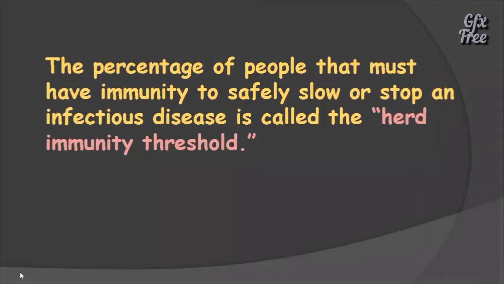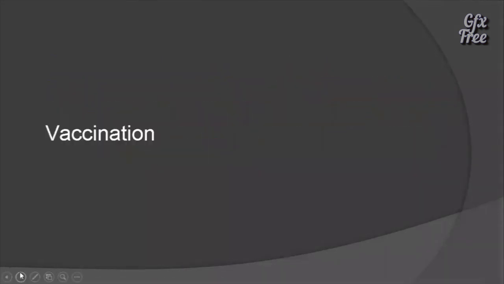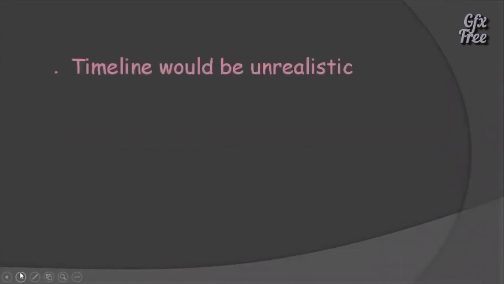Okay, now what is vaccination in the case of COVID-19? We know that there are some problems related with vaccination. That is, the timeline would be unrealistic. Presently, it is such a big pandemic that it is spreading to lots and lots of countries, and individuals are getting infected in multiplied factors. Each day, many are getting infected. So, it's very important that we get a vaccine very soon.